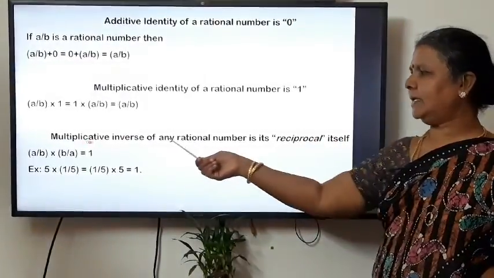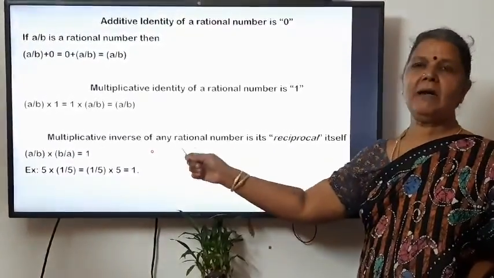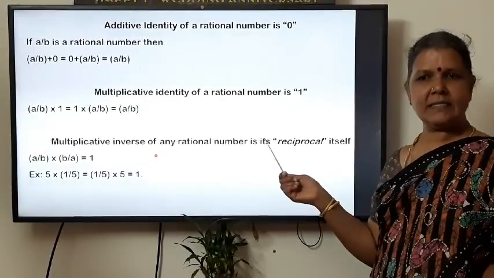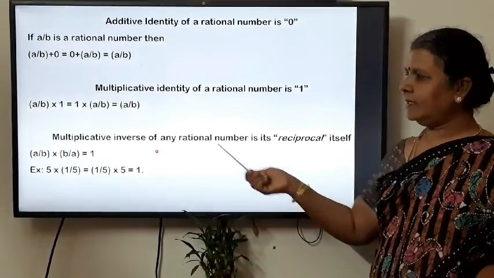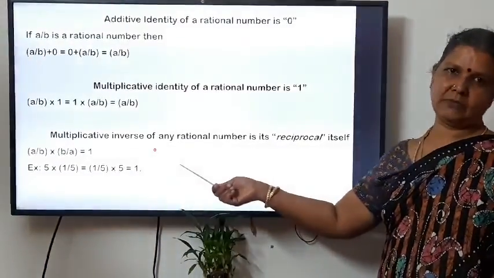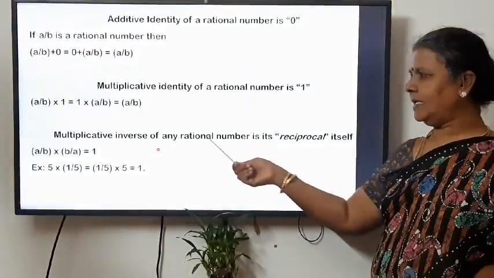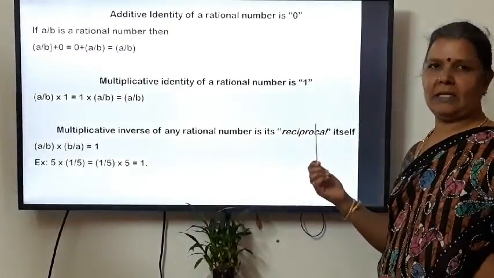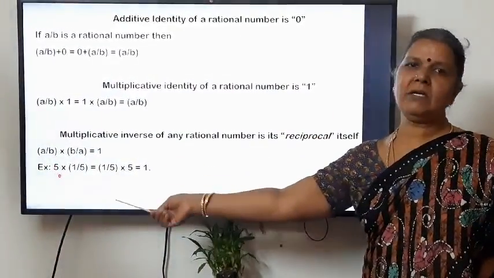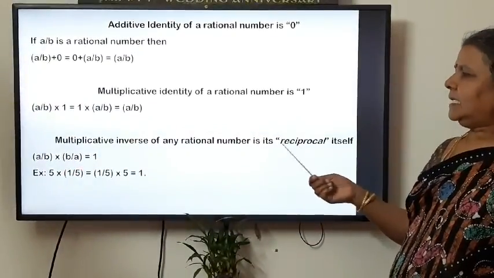Next is called multiplicative inverse. What do you mean by multiplicative inverse? A rational number multiplied by another number should give you the multiplicative identity, that is 1. So what is the possibility? A by B should be multiplied by B by A, so that we will get the answer 1. So the multiplicative inverse of any rational number is its reciprocal. See here, 5 into 1 by 5 gives you 1, or 1 by 5 into 5 gives you the answer 1. This is the multiplicative inverse.